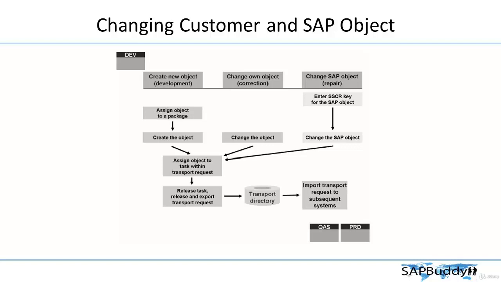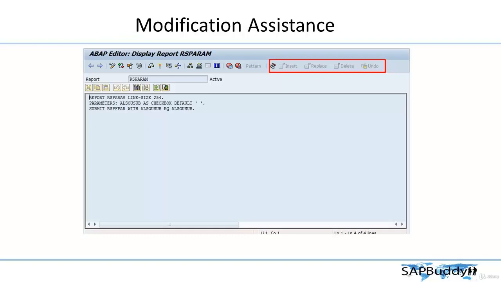Let's say it is an SAP standard object. Whenever we are changing an SAP standard object, it is necessary that you register with SAP using an SSCR key, which we have seen in our previous session, how to create an SSCR key. Using that, you can do the changes in the object, then you assign the changes to a task or a transport request, then it will be released and transported to the development as well as quality as well as productive systems.